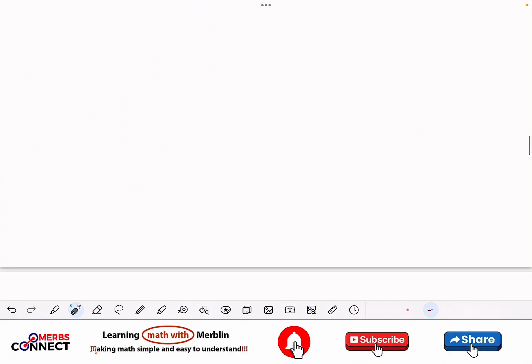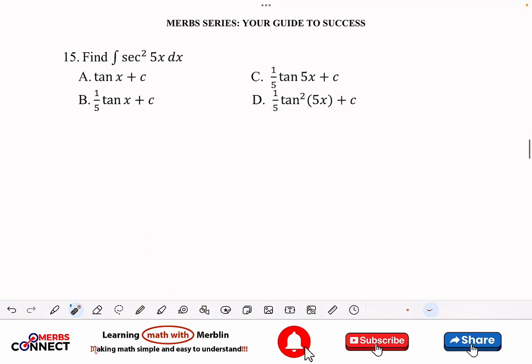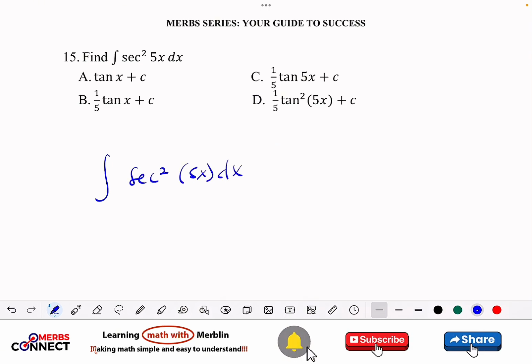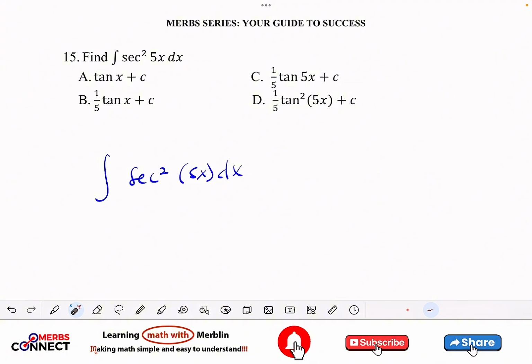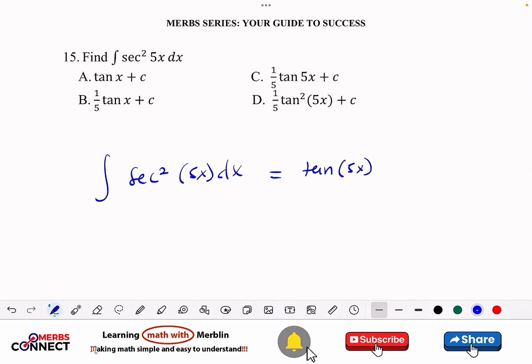Okay, so that's all. Now let's move to question 15. Question 15, we want to integrate secant squared 5x dx. I will use the shortcut. First, remember that when I integrate secant squared, I'm going to get tangent, right? So this is going to give us tangent 5x. Then I'm going to divide this by differentiating what is inside, which is going to give us 5 plus c.